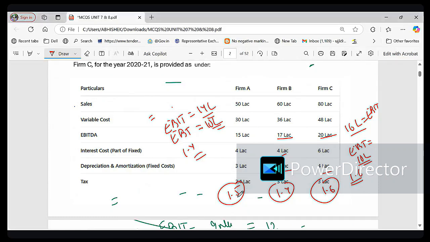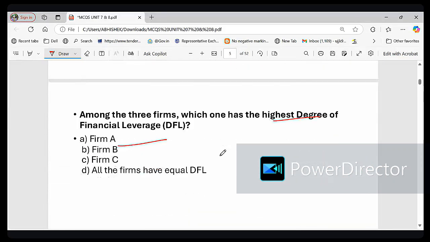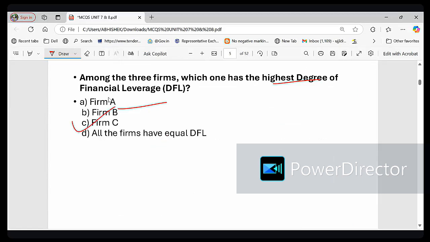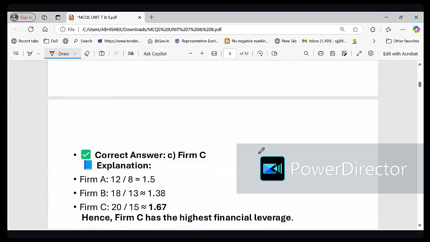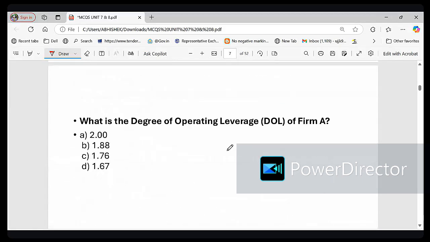So that is why the answer to this question will be option C. Firm C is having the highest degree of DFL, right? Now let's calculate the DOL of Firm A. So the question is, what is the degree of operating leverage of Firm A?